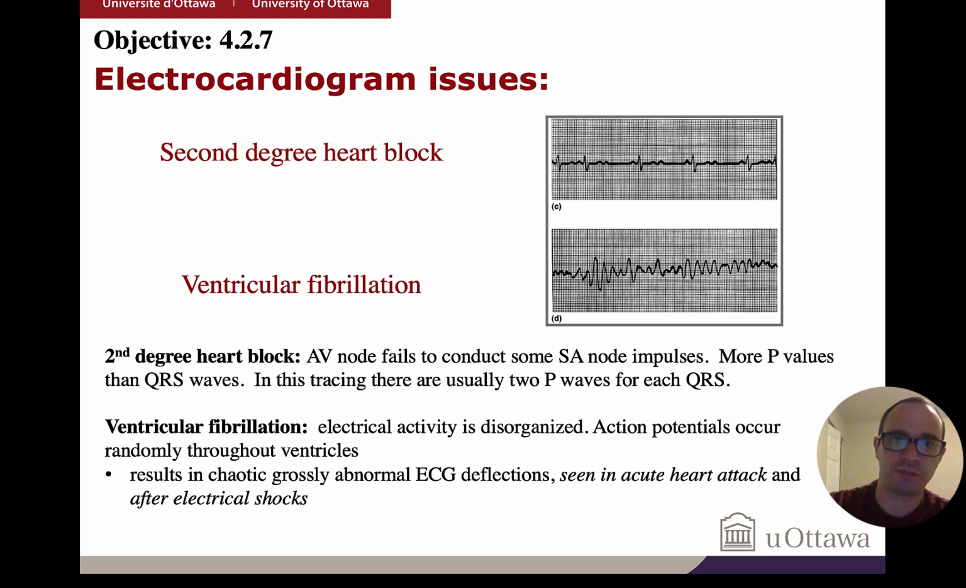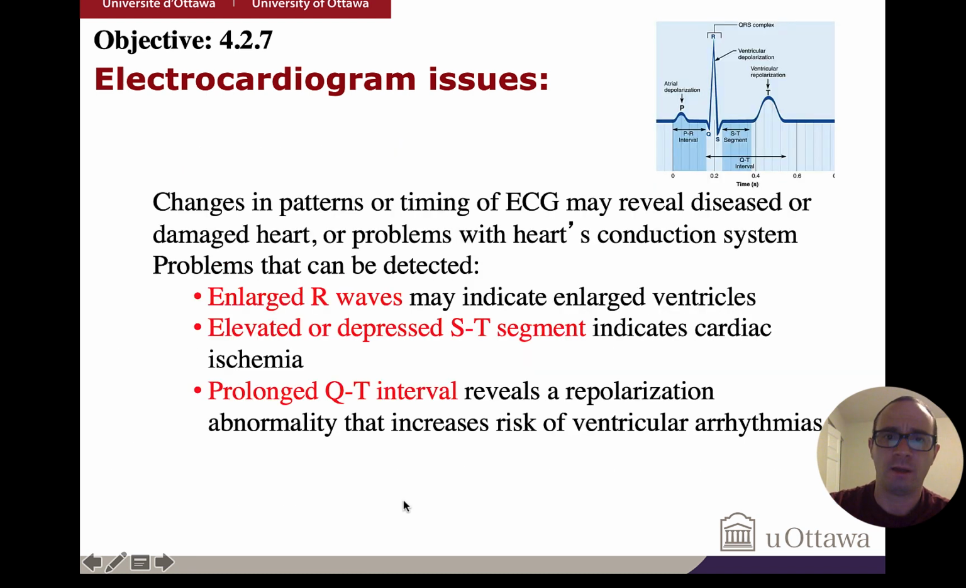Then there's ventricular fibrillation. This is characterized by really disorganized electrical activity within the heart. You can't really identify any specific P waves, T waves, QRS peaks. It's really just a mess. And so if you have an electrocardiogram that looks something like this, it's a sign that you're in big trouble. It's a sign of an acute heart attack, so a heart attack which has just happened, or even after an electrical shock. Okay. So those are all pretty major issues.